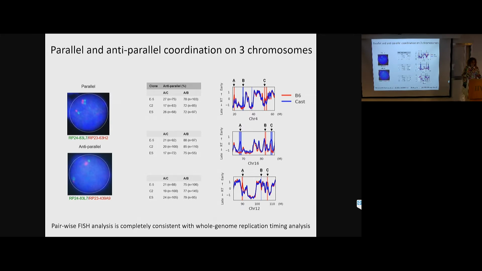Doing this type of experiment on 3 different chromosomes, and then different cell types, what I show here is the percentage of the anti-parallel. So let's look at that. A and B are anti-parallel because A is B6 early, B is Castaneus early. And around 80% of the nuclei that we analyze behave in a parallel fashion.